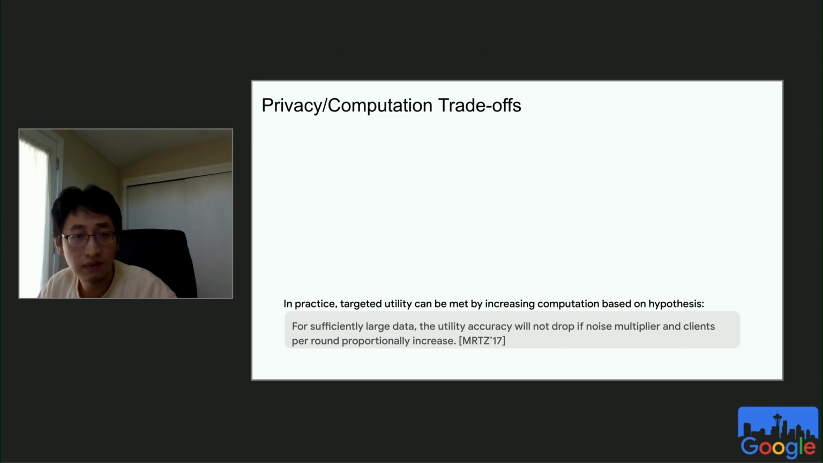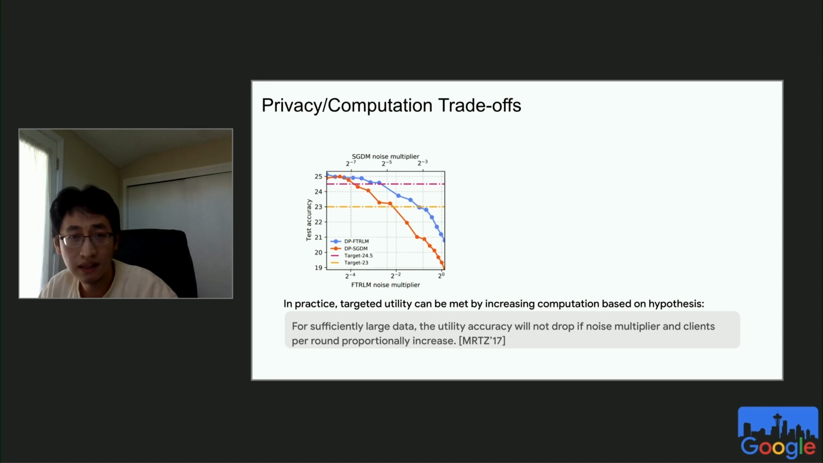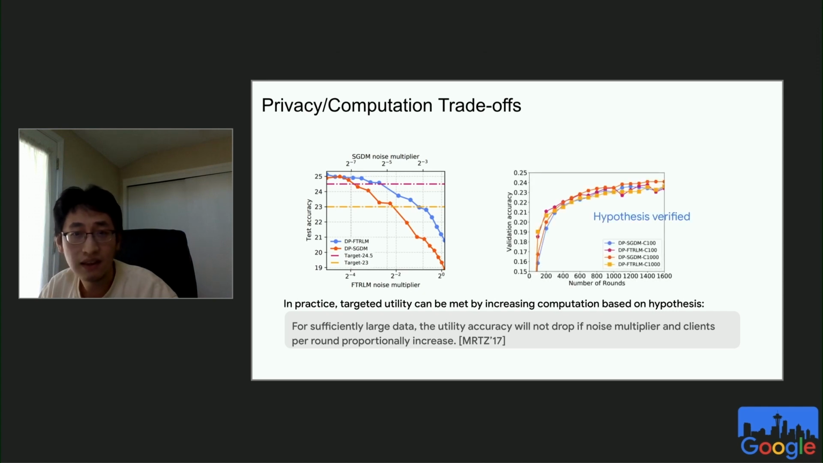Based on this, we often use this principle in practice by simultaneously increasing the batch size or the report goal in practical federated learning settings, along with the noise multiplier. The utility won't change a lot. Next, we verify this in practice, showing that this hypothesis holds in practical systems.